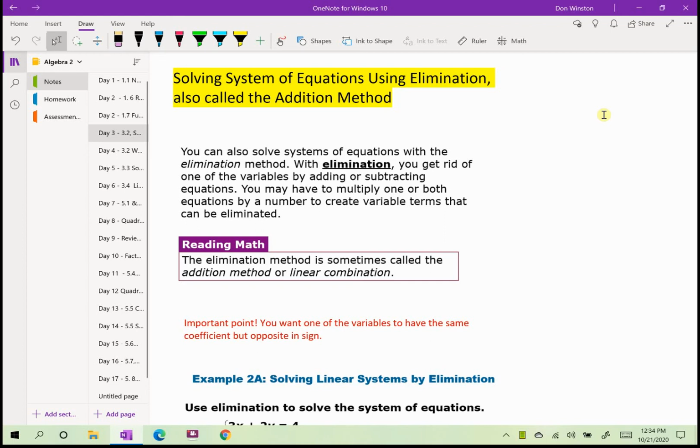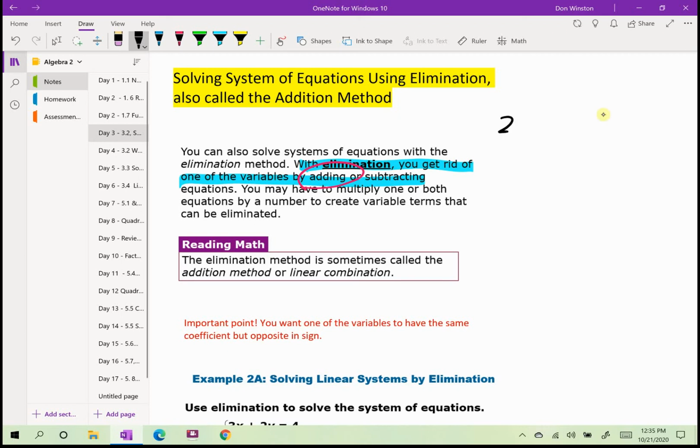You can solve a system of equations with elimination. With elimination, you get rid of one of the variables by adding. I'll just keep to adding. I don't worry about subtracting. That gets too confusing. You may have to multiply one or both equations by a number to create variable terms that can be eliminated. In its very simplest form, you want to get rid of one of the variables by adding. In order to do that, they have to have the same coefficient but be opposite in sign.